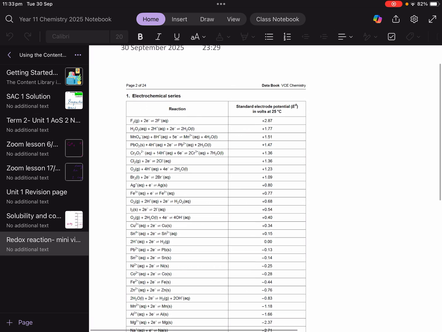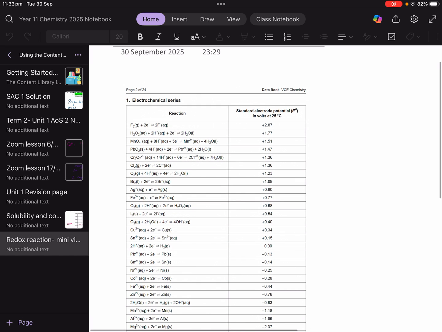So I will be looking at the electrochemical series first in the data booklet and explaining that, and then I will hop into some equations that you had on the test that were not done so well. So, explaining those, and I hope to clarify some of the misconceptions that came out of that test.